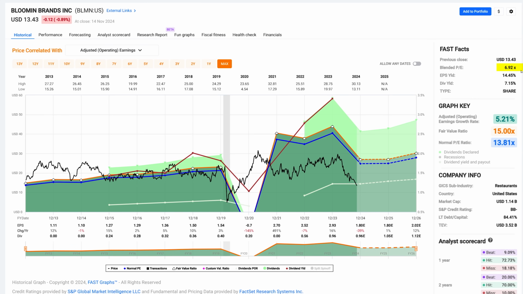We're only paying 7 times earnings to buy the stock, and the earnings yield is a really strong 14.45%. Now, earnings growth over this time frame hasn't been spectacular. The fair value ratio of 15, though, is warranted based on a 5% growth rate, but the normal PE has only been just slightly under 14. The company only has a market cap of $1.14 billion. Again, it's double B minus rated and does have a lot of debt. The real allure here would be the low valuation and the high dividend yield.